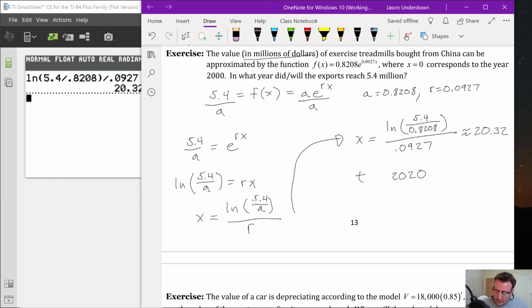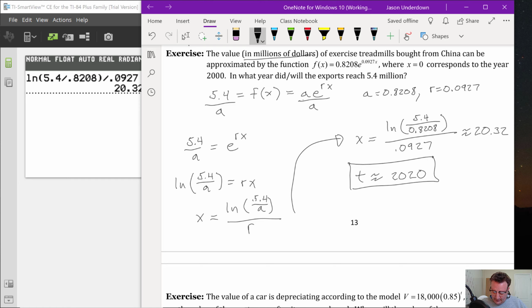So I'll put an approximately equal here. So fairly early on in the year 2020 is when we would expect these to reach 5.4 million. So just recently.